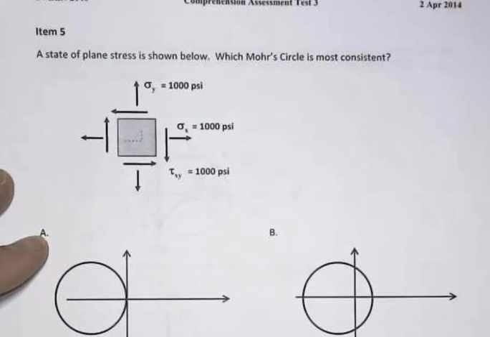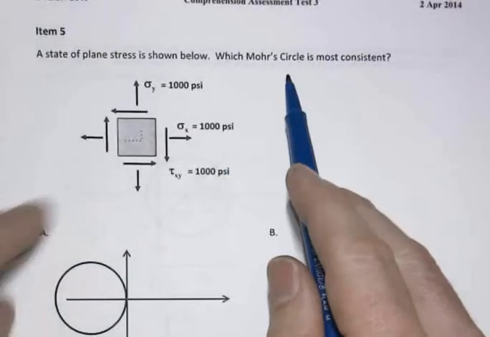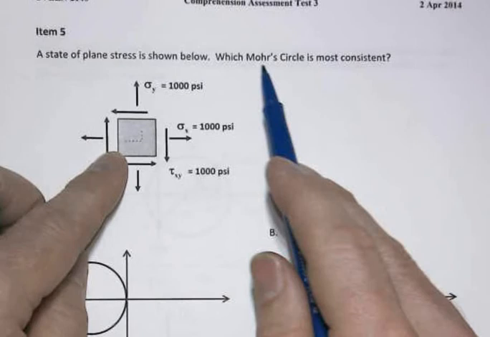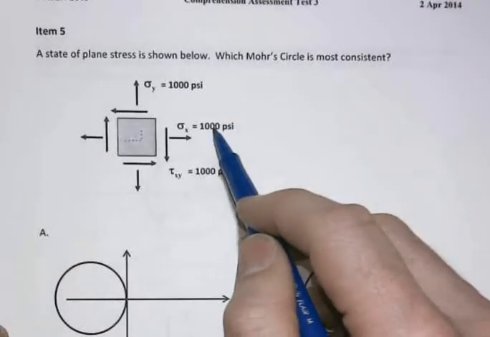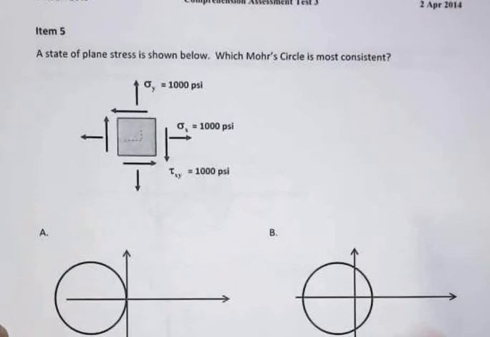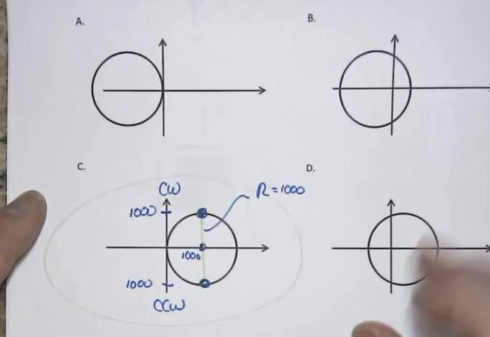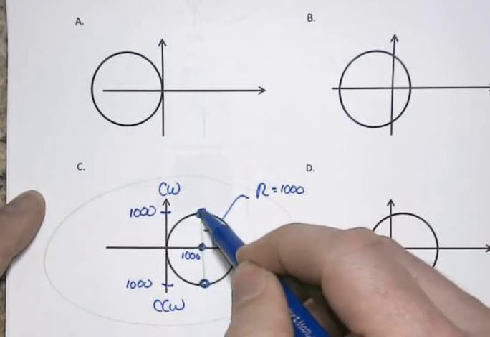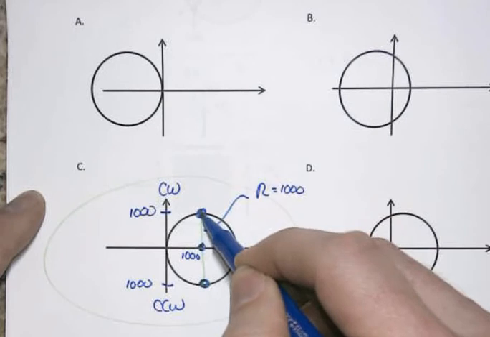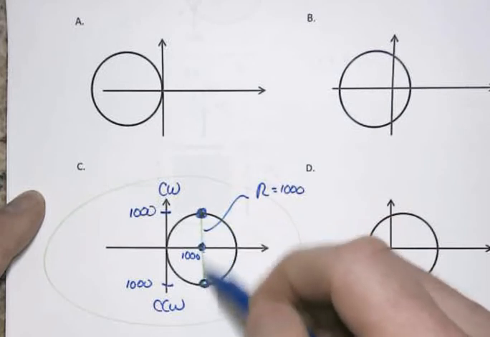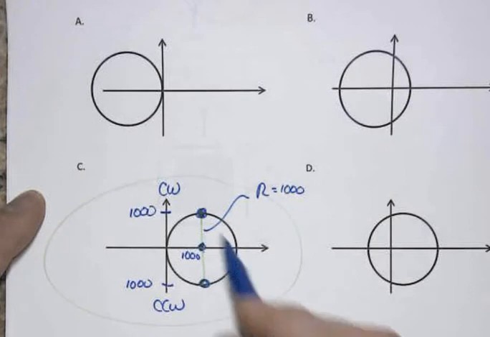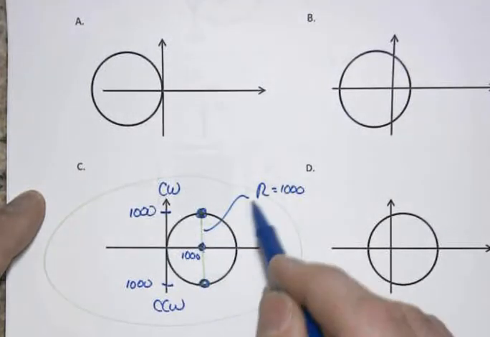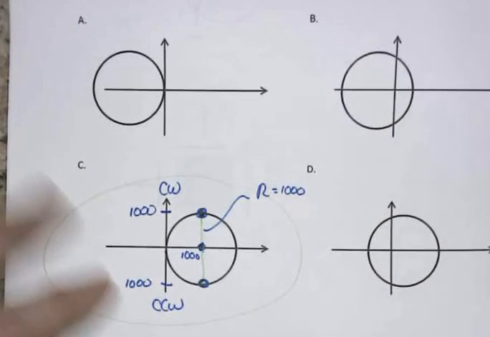Then we get another plane stress problem, and we're asked which Mohr's circle is most consistent with this state of plane stress. Note that the 2 normal stresses are both in tension, so when we go to plot Mohr's circle, we're going from 1000 up to one of the 1000 shear stresses, and then down to the other one. These are vertical, and this is the only Mohr's circle that this can possibly work out with. R turns out to be 1000. Mohr's circle turns out to be tangent to the vertical axis.